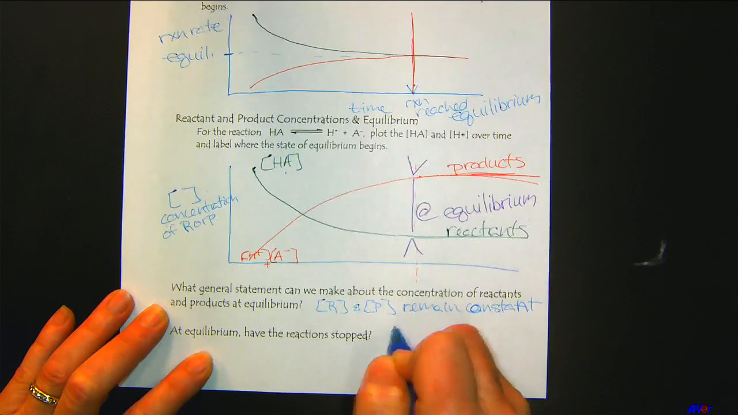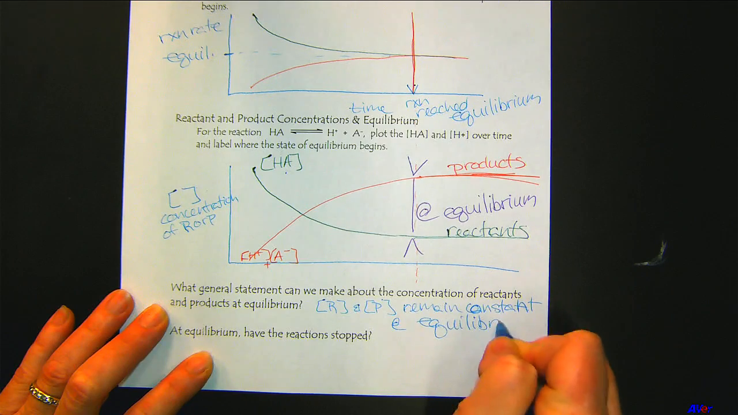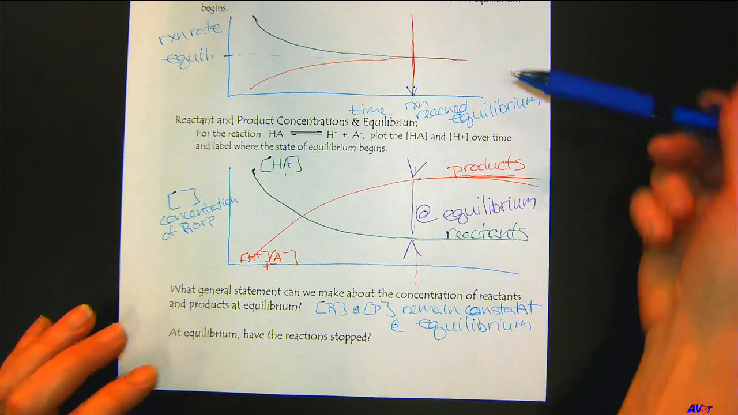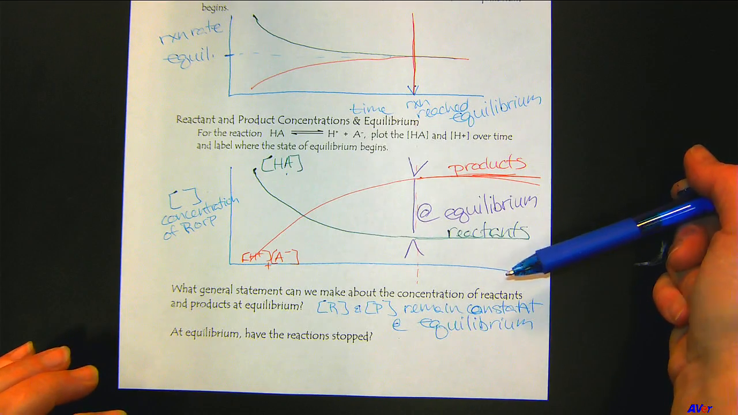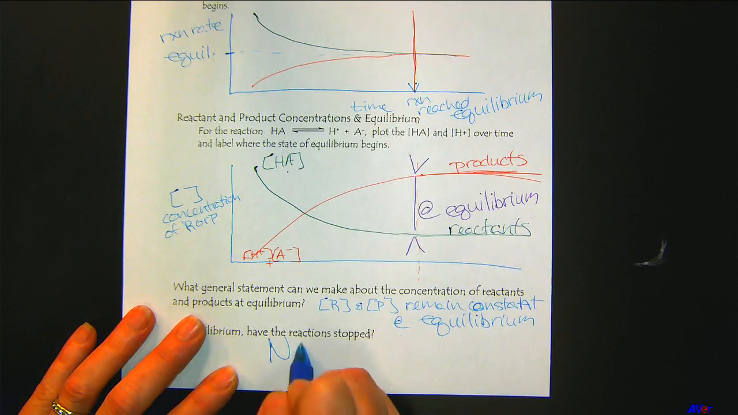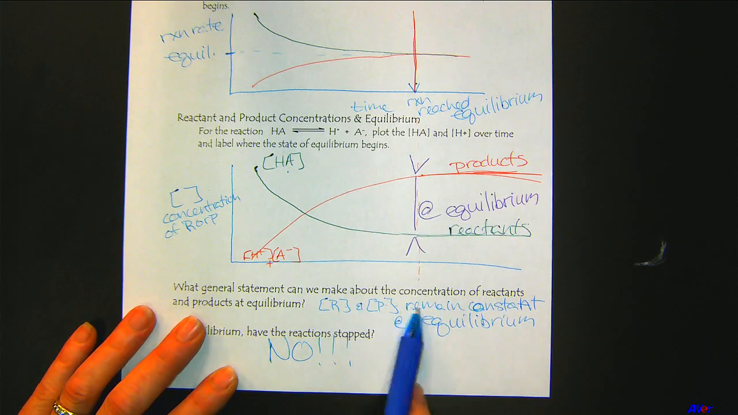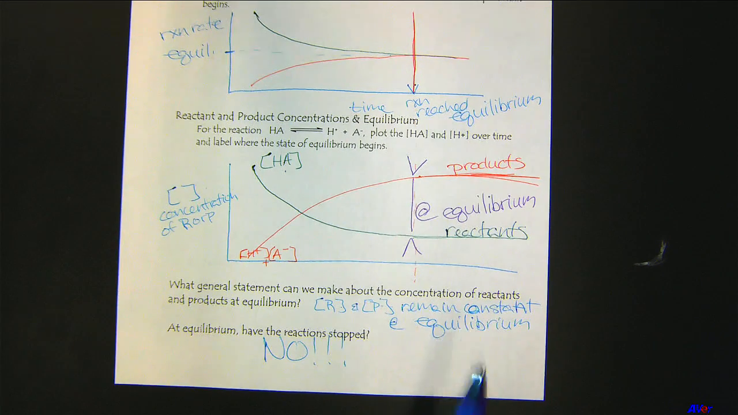At equilibrium, the forward and reverse rates are equal, but the concentrations of products and reactants can be different. They just don't change. So, at equilibrium, has the reaction stopped? No. Because these concentrations are remaining the same, it gives the illusion that the reactions have stopped, but that's not the case. Okay, so now let's dig a little bit deeper into equilibrium.